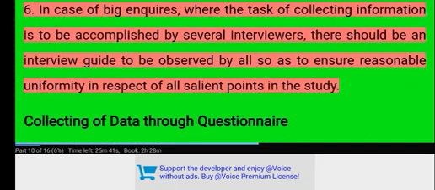6. In case of big inquiries, where the task of collecting information is to be accomplished by several interviewers, there should be an interview guide to be observed by all so as to ensure reasonable uniformity in respect of all salient points in the study.